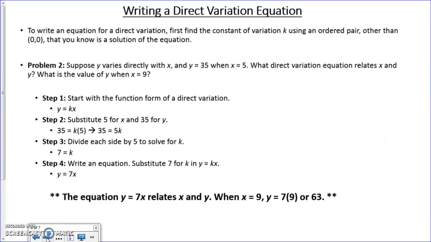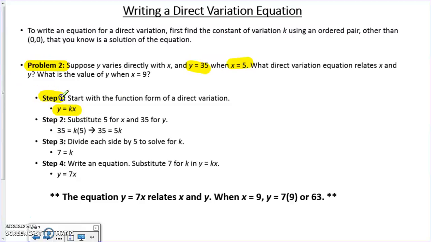Writing a direct variation equation. To write an equation for a direct variation, first find the constant of variation k using an ordered pair other than 0, 0 that you know is a solution of the equation. Problem 2. Suppose y varies directly with x and y equals 35 when x equals 5. What direct variation equation relates x and y, and what is the value of y when x is equal to 9? So we know that the direct variation equation is y equals kx.